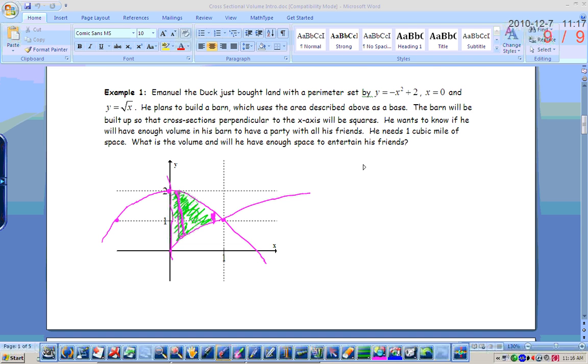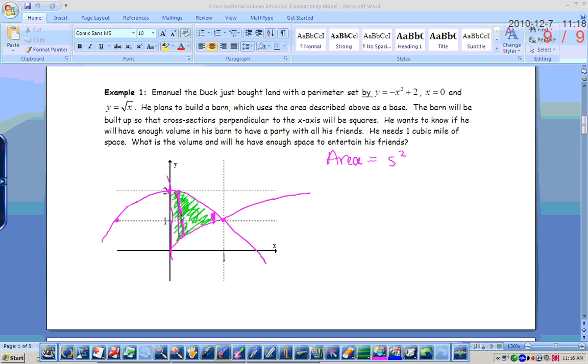All right, so the way that we're going to do this is the area of any square cross section that I cut through this barn would be s squared. But using these two lines, let's figure out what that area would be.